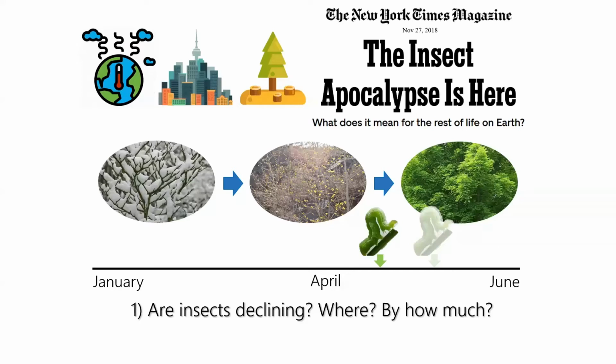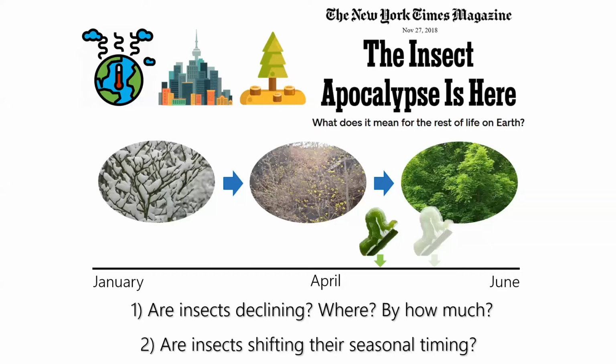Are they leading to insect declines? To what extent are those declines uniform, or is it really variable from place to place? And then are insects really shifting the timing of their seasonal activity, or their phenology?